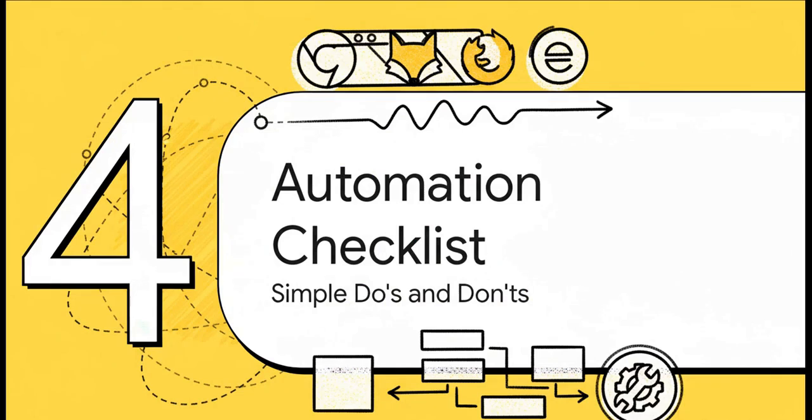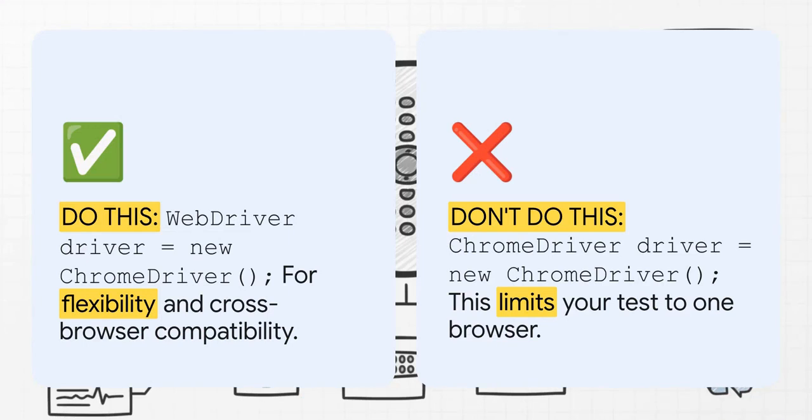All right, so we've gone from the big idea all the way down to the actual code. Now let's boil it all down into a simple, actionable checklist you can stick on your monitor. Seriously, if you walk away with only one thing today, I want it to be this slide. This right here is the golden rule. On the left, do this. WebDriver driver. Always declare your driver using the interface. This is your key to freedom. On the right, don't do this. ChromeDriver driver. That just locks you in and completely defeats the purpose of building robust multi-browser tests.